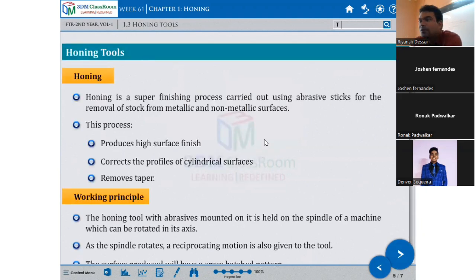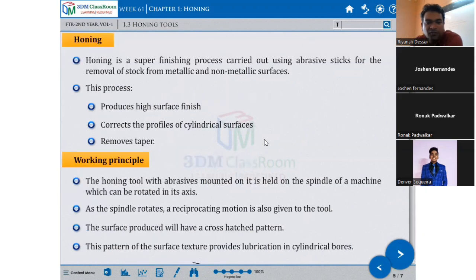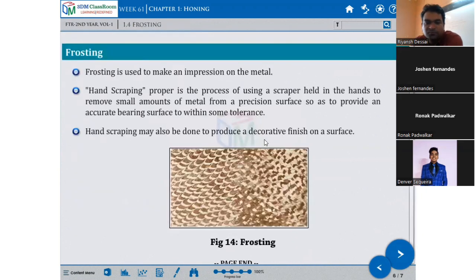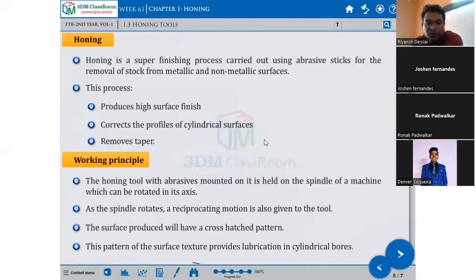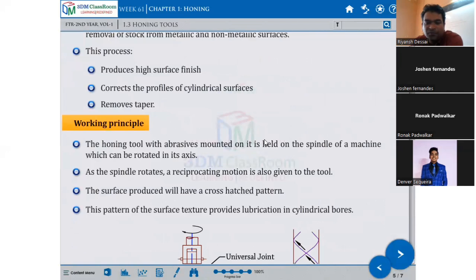Honing tools. Honing is a super finish process carried out using abrasive sticks for the removal of stock from metallic and non-metallic surfaces. This process produces high surface finish, corrects the profile of cylindrical surfaces, and removes the taper.